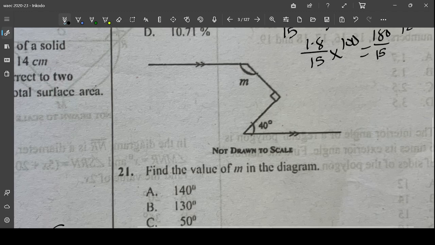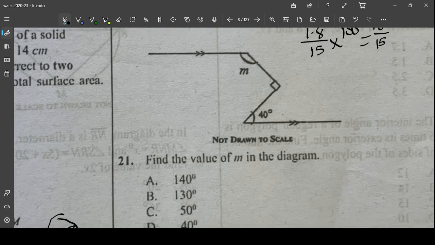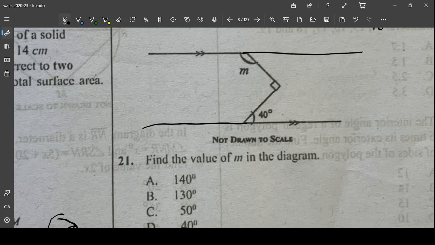All right. And then for this last question, question number 21, we have a figure here and we are told to find the value of m in this diagram. If we notice from the diagram, you can see that these two lines are parallel, so I can actually extend it, it doesn't matter. All right, let me erase some of these things here so it's clear for us to see. So these two lines are parallel to each other.